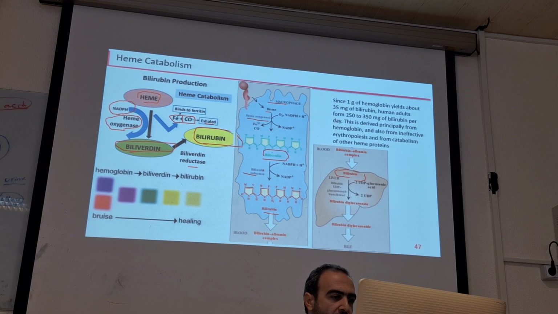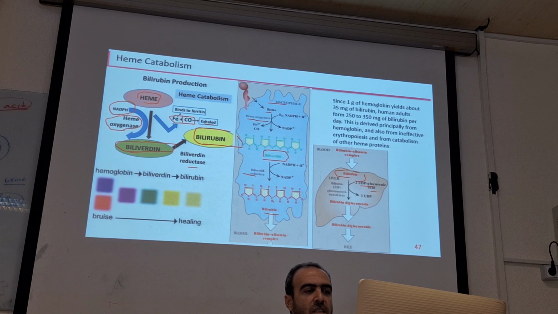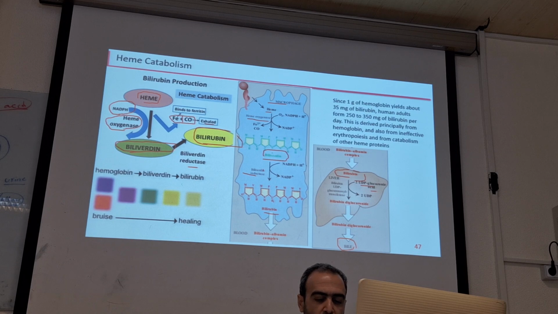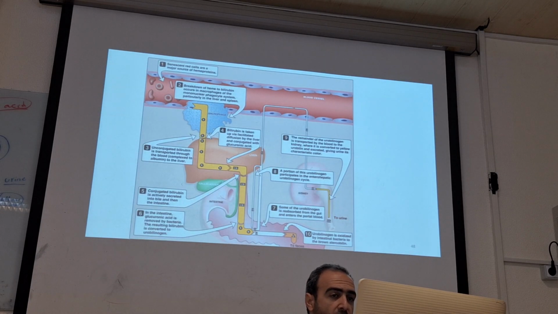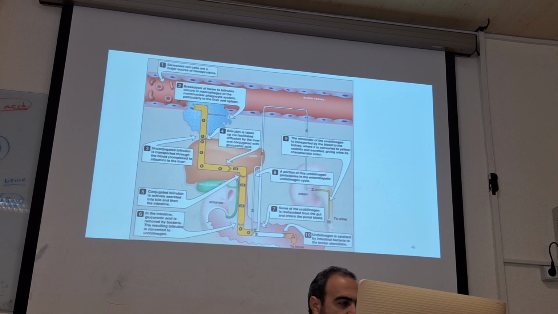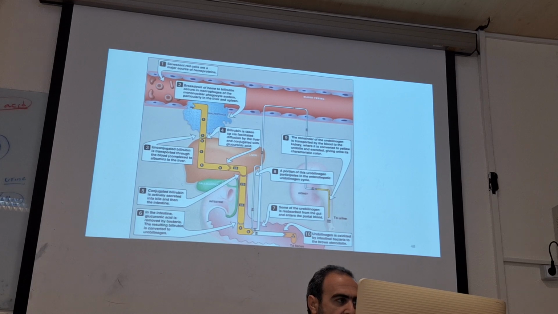In the liver, we add 2 molecules of glucuronic acid, and then we send it as a form of bile to the intestine. First to the gallbladder, then to the intestine. Please pay attention to this picture from the beginning to the end. I will explain, and you can understand the whole pattern.